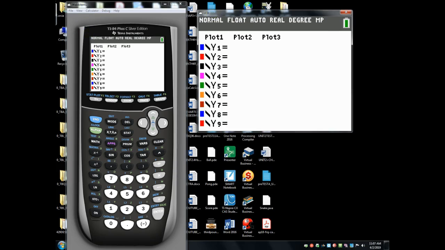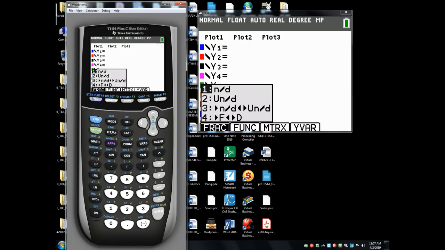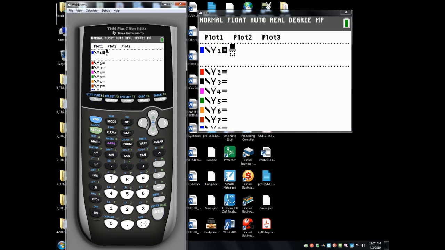All right, so let's put in alpha y equals, enter, into y1 the original problem, which was x squared minus 1 over x squared plus 1. And now, I don't want to graph that, so I'm going to turn off the equal sign.